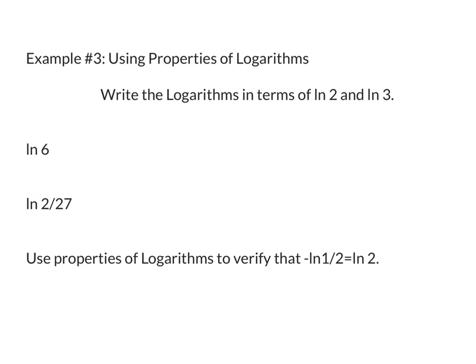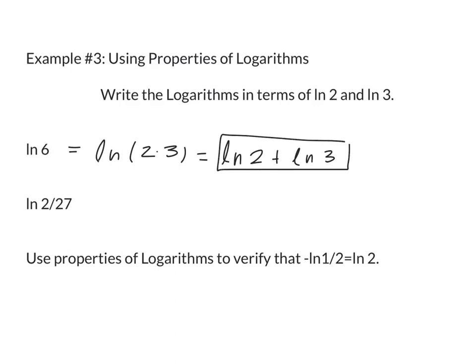So in example 3, if we have the natural log of 6, they want us to write these logarithms in terms of natural log of 2 and natural log of 3. So natural log of 6 is the natural log of 2 times 3. And since it is 2 times 3, we will write our final answer as the natural log of 2 plus the natural log of 3. Just remembering that multiplication means addition when we want to expand it.